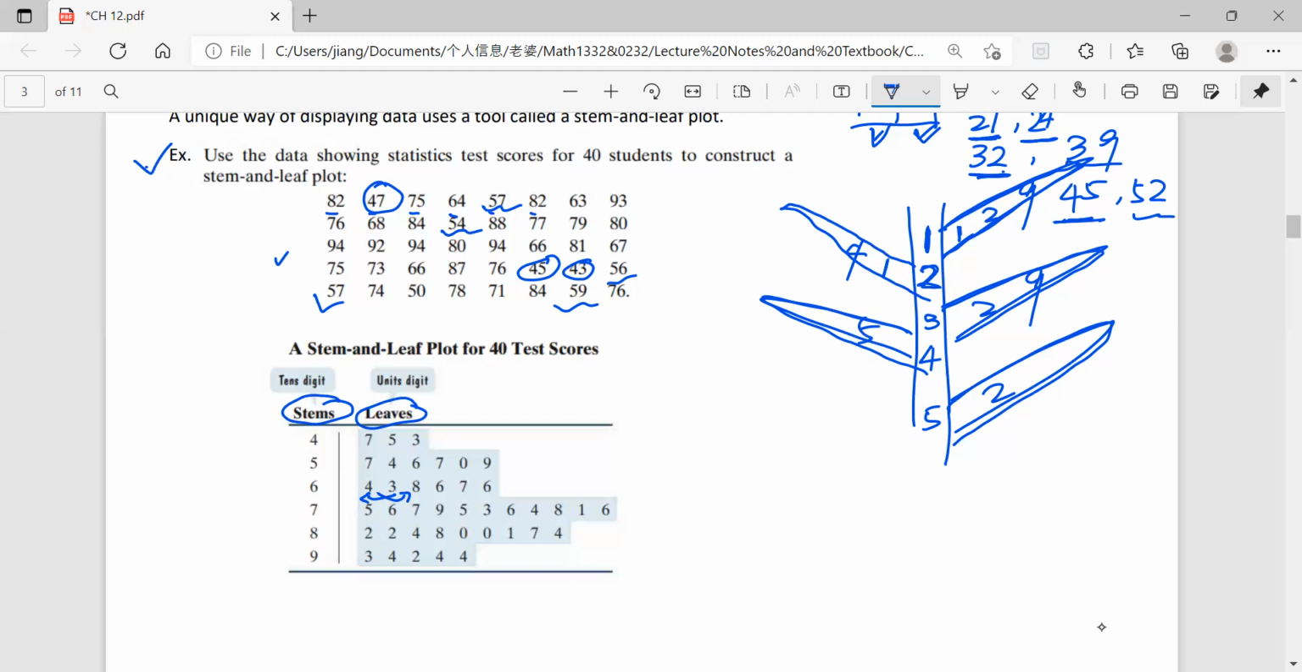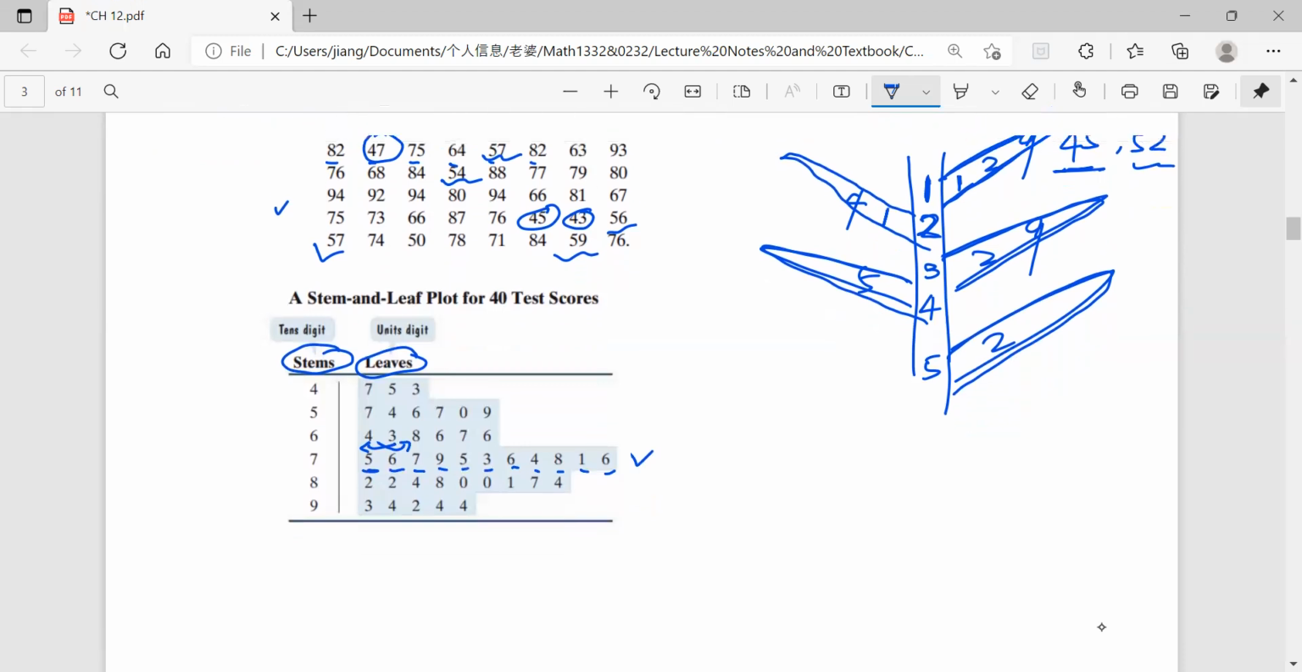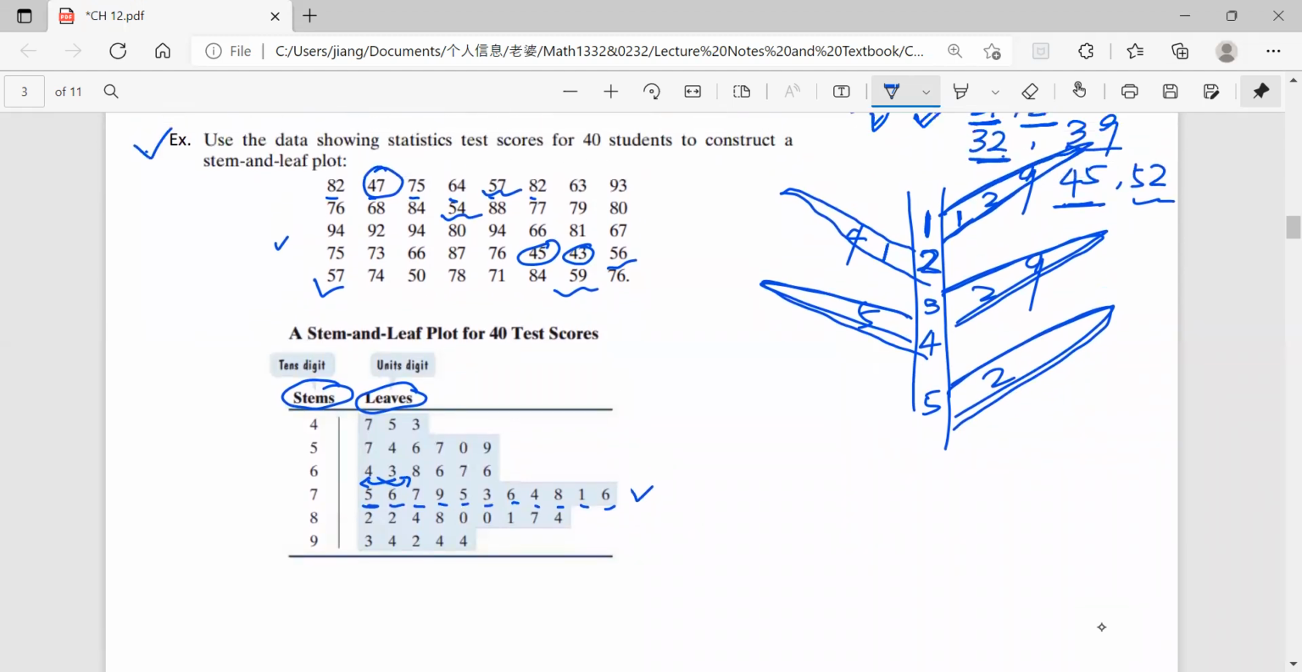Okay, next one, 70. You see, the people who got the score between 70 to 79 are the most. You see 75, 76, 77, 79, 75, 73, 76, 74, 78, 71, 76. How many people? 1, 2, 3, 4, 5, 6, 7, 8, 9, 10, 11. 11 students got a score in the 70s. Okay, this is what we call a stem and leaf plot.